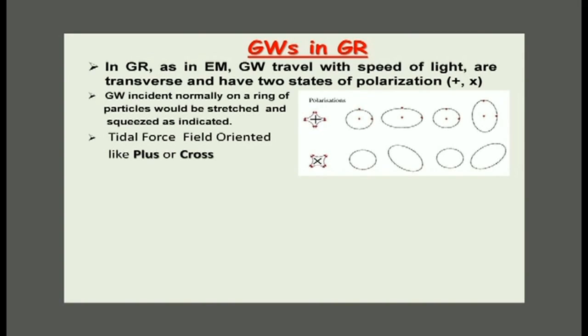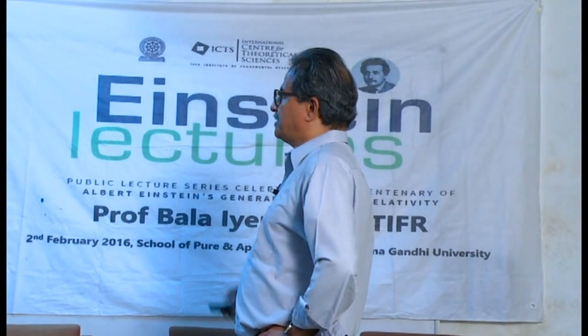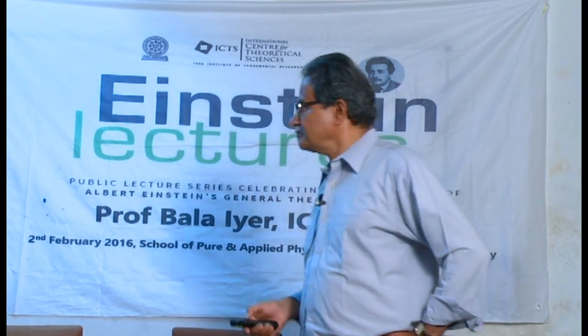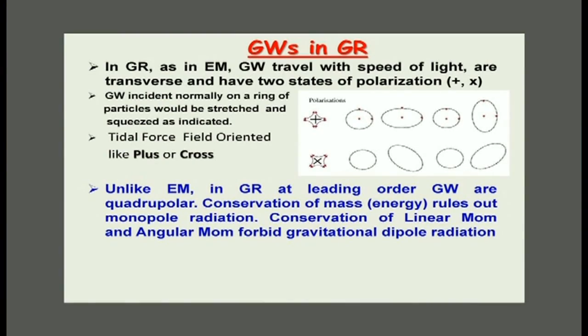If a cross polarization is incident, then it will be squeezed exactly like this, but the orientation would be at an angle of 45 degrees relative to this orientation. So that is the reason we say that there are two states of polarization for the gravitational wave, which are called plus and cross. Now comes again the important difference.